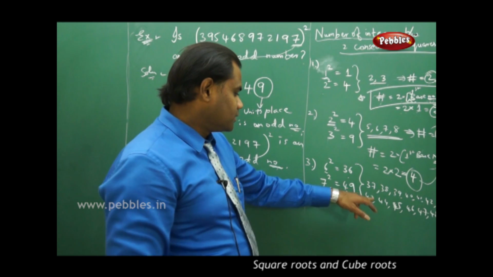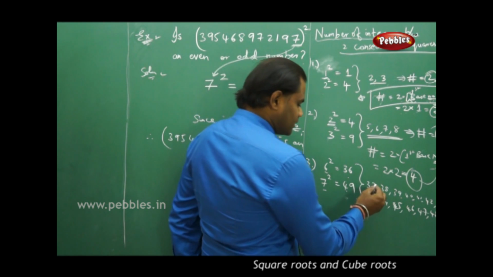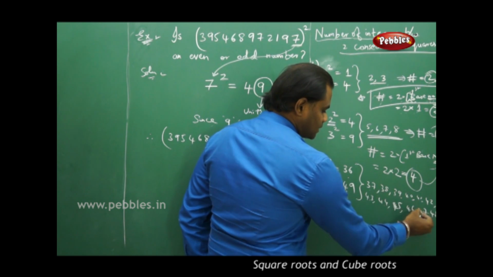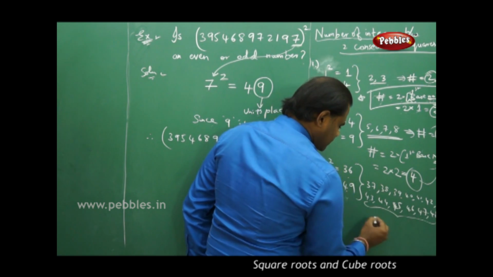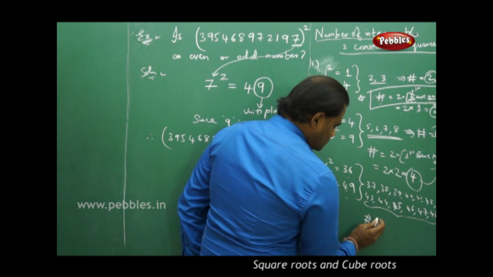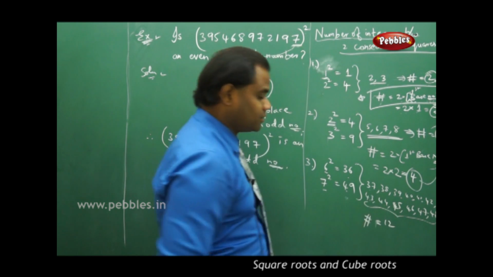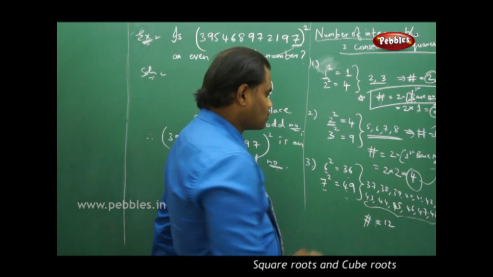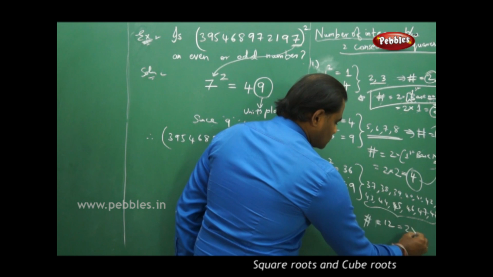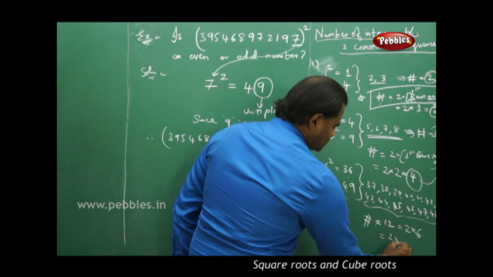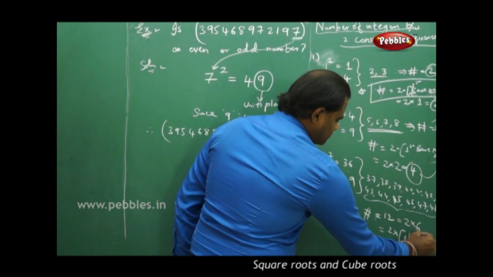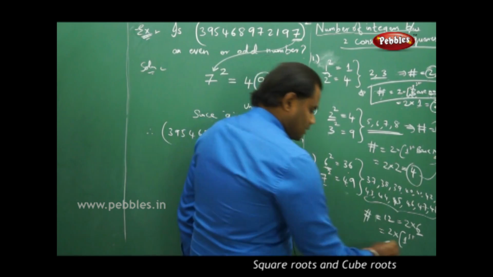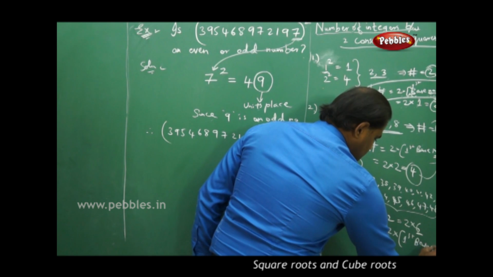If I count the number of integers which lie between 36 and 49, I find that there are 1, 2, 3, 4, 5, 6, 7, 8, 9, 10, 11, 12. So totally there are 12 such integers which lie between 36 and 49. When substituted through the formula, this is nothing but 2 times 6, which is twice the first base number, which is 6.